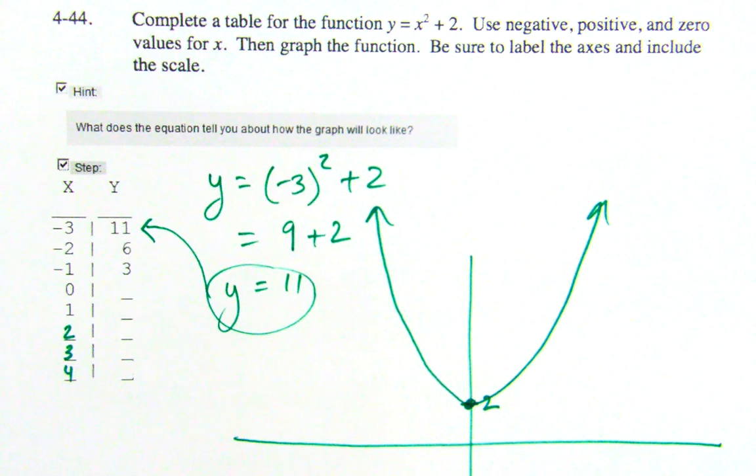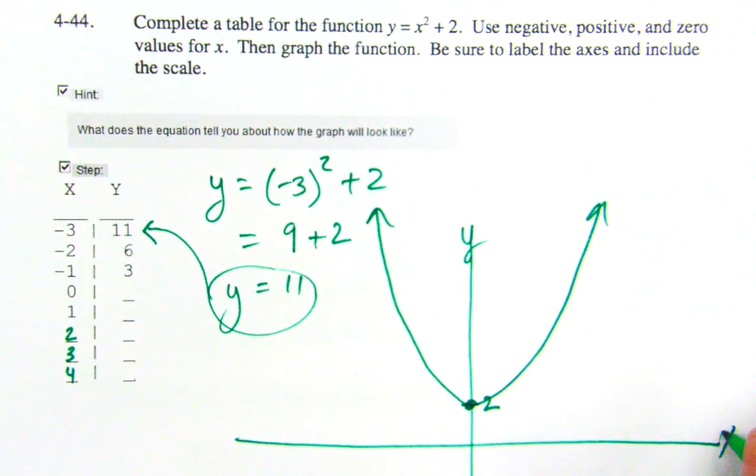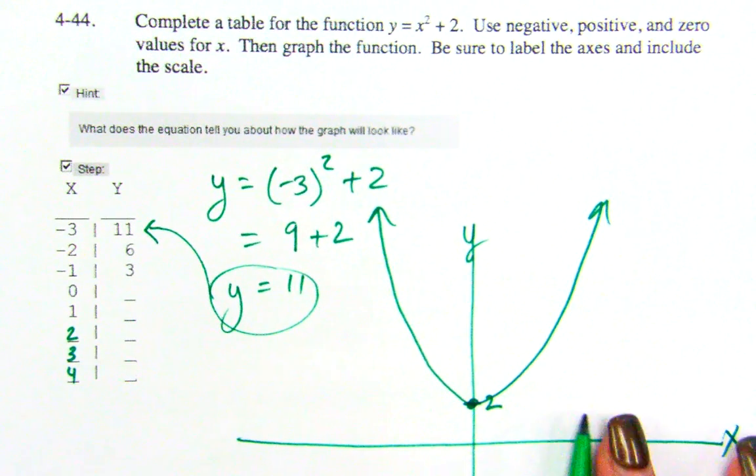Be sure to label the axes and include the scale. So do a scale if you're going up by 1s. Do a scale if you're going up by 2s. You need your y and your x, and then go from there.